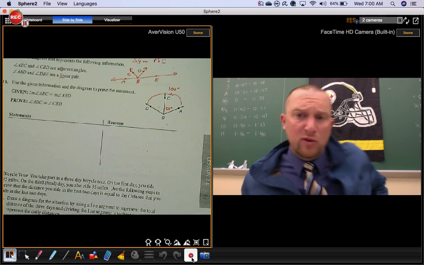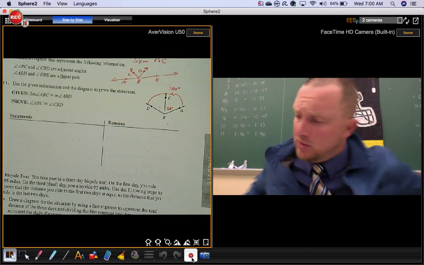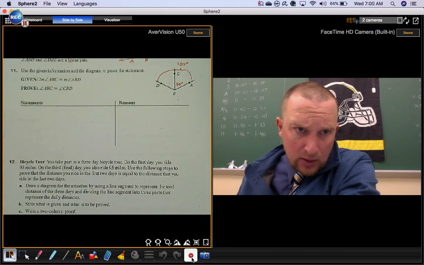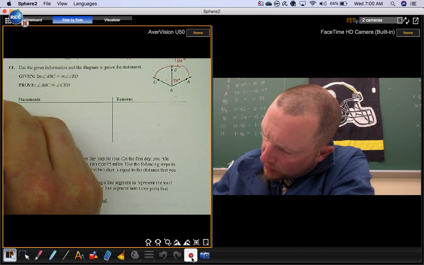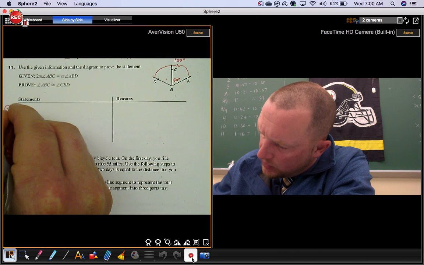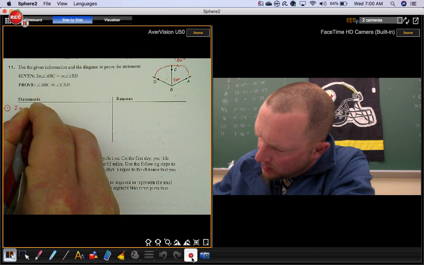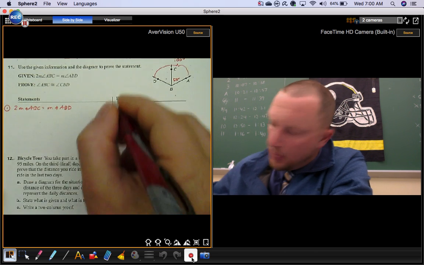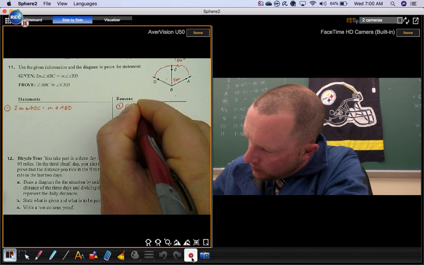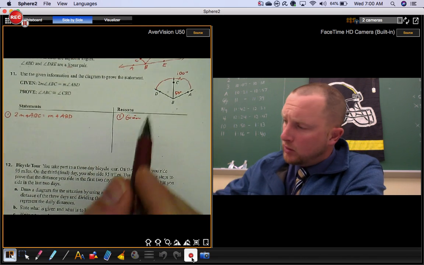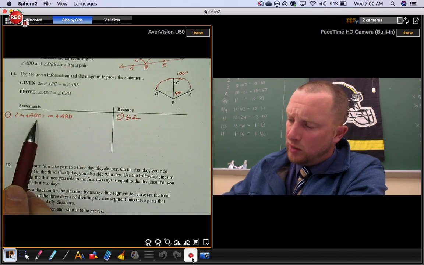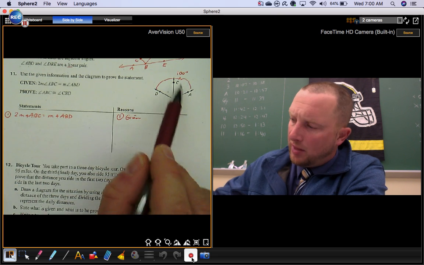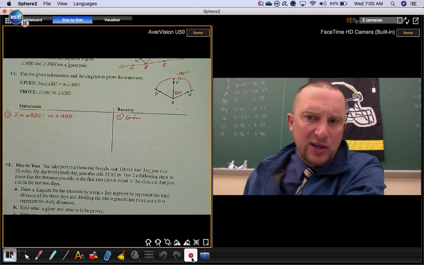Okay, now you need to prove that, and this, I think, is probably the first time that you're actually on your own to do this. So, first statement is writing down your given. 2 times the measure of angle ABC equals the measure of angle ABD. That's given. Now, you know this is true, but to actually do it with the geometry, not the numbers, that's a little bit more challenging.